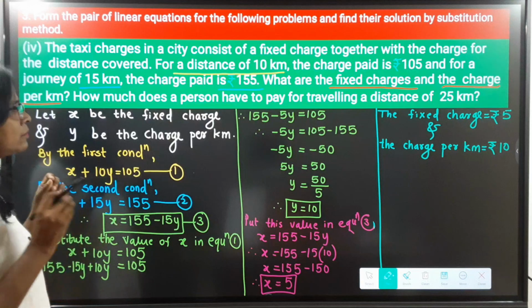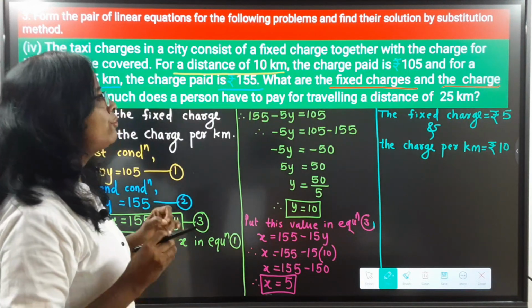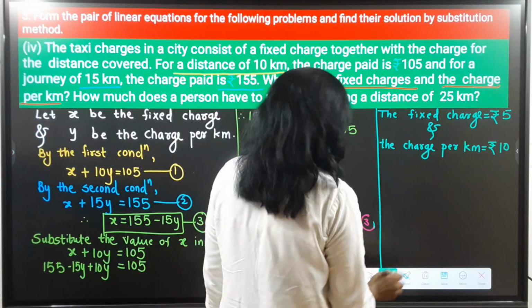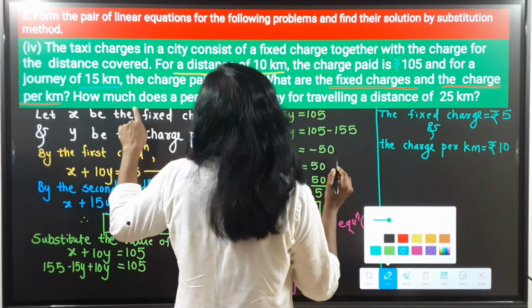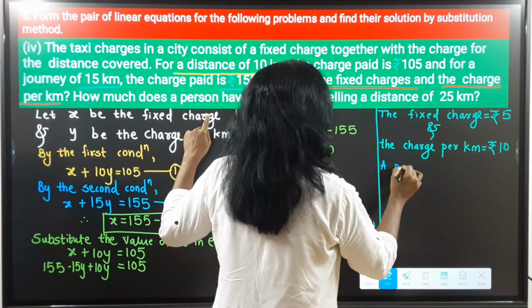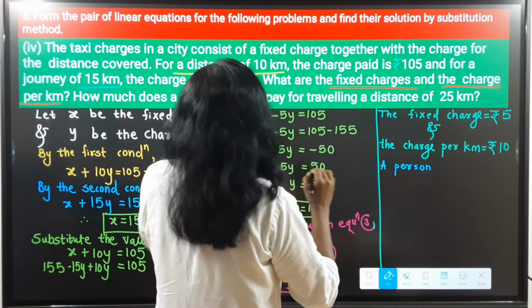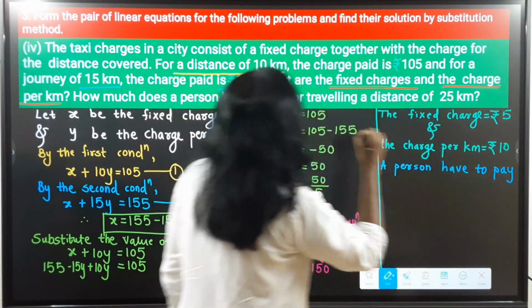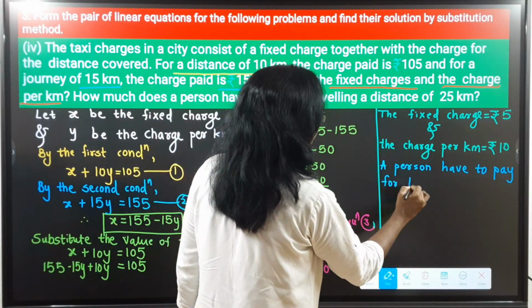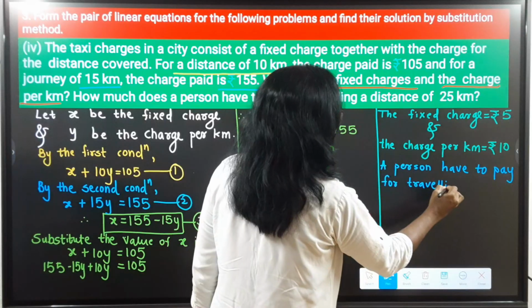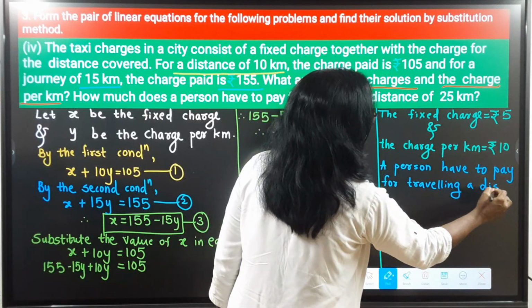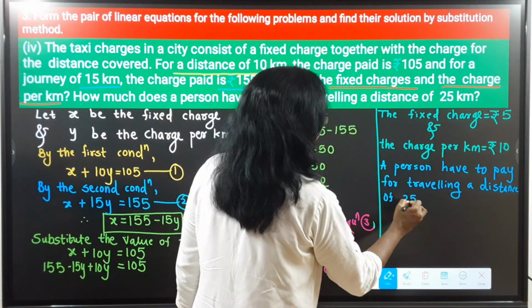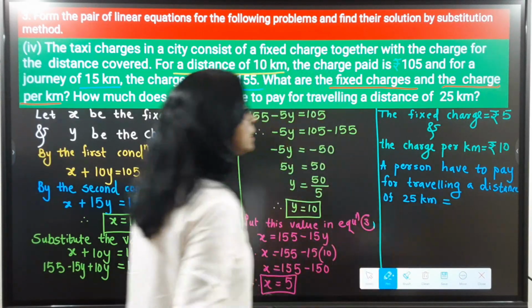So here one person has to pay for traveling a distance of 25 kilometers equal to, so here I write down the final answer, that is, a person has to pay for traveling a distance of 25 kilometers is equal to.